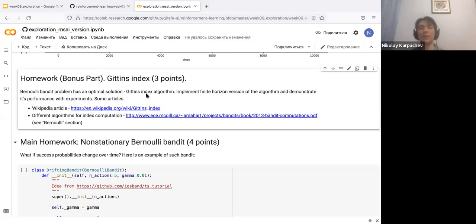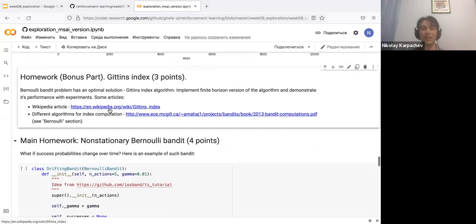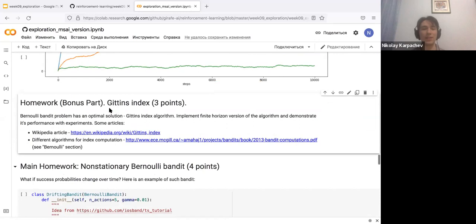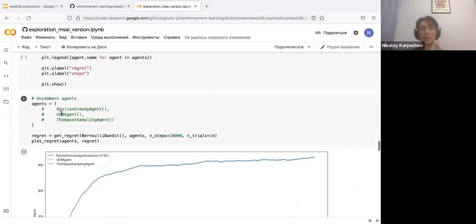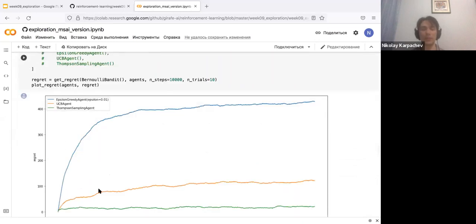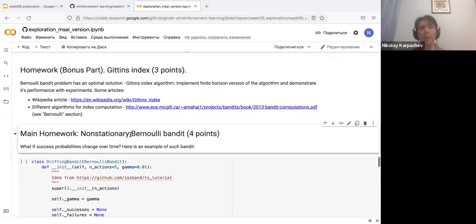There is another version of the algorithm for the exploration in the Bernoulli bandit, which is called Gittins index. You can read on Wikipedia about the Gittins index and implement it in the same variant as those three ones.